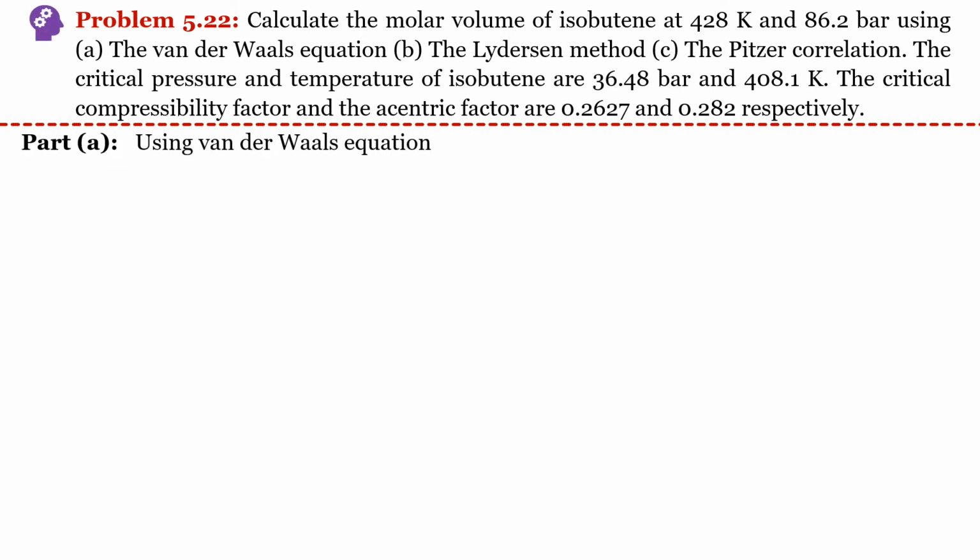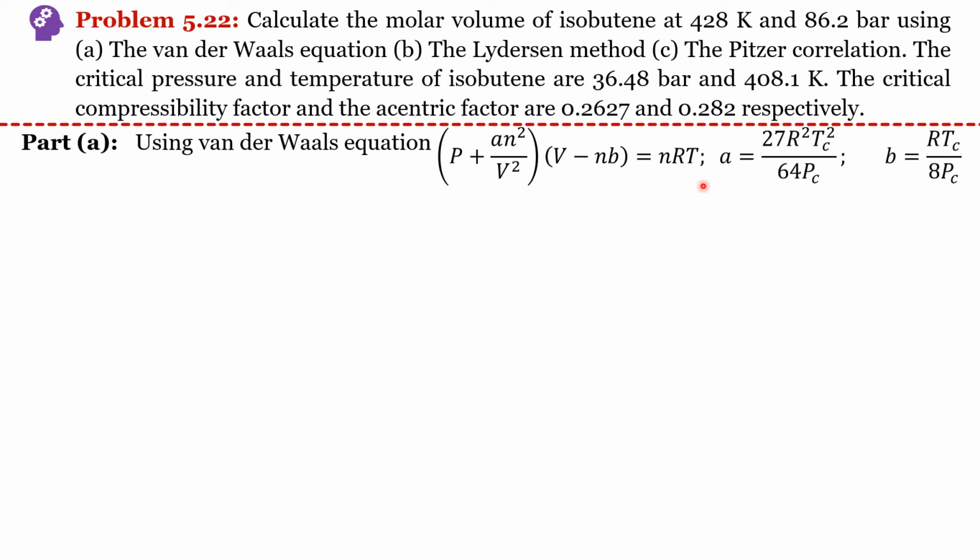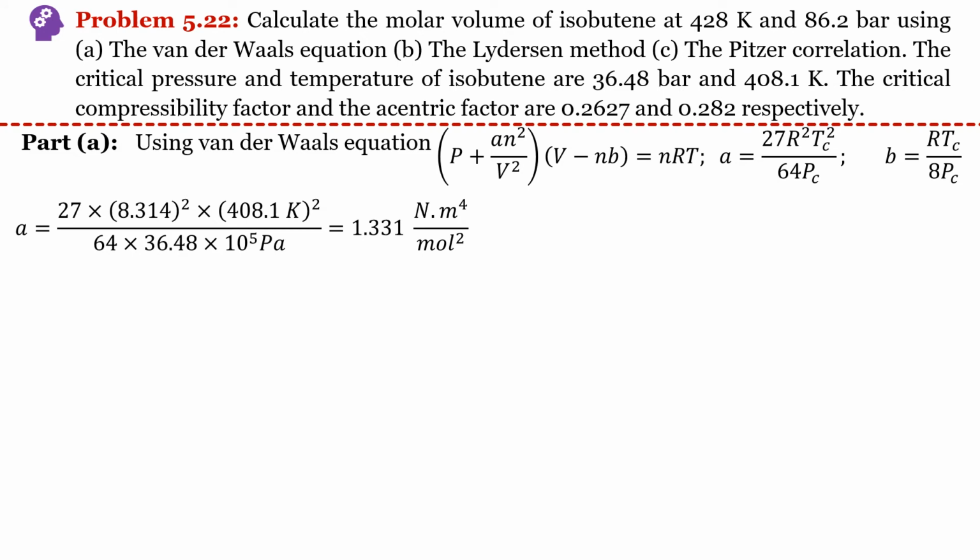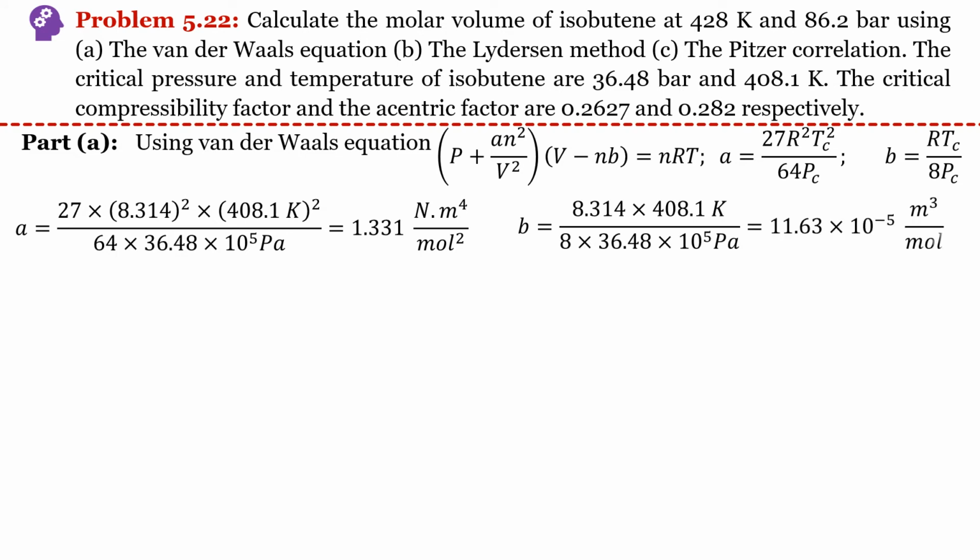So in part A, we need to write the van der Waals equation. So this is the van der Waals equation. We can estimate the values of A and B because TC and PC are given in the problem. So after putting all values, we will get the value of A. We can also estimate the value of B.